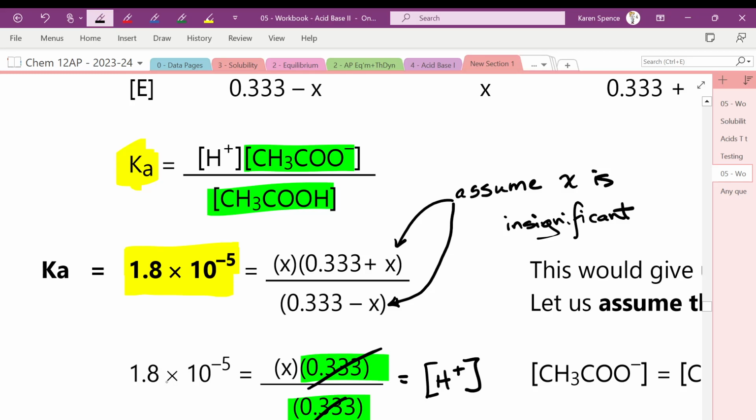What is 1.8 times 10 to the minus 5? It's the hydrogen ion concentration, but it is also the Ka. So what we have discovered is that when we've neutralized exactly half of that acid, Ka is equal to the concentration of H plus when we've neutralized exactly half the acid. Isn't that lovely?